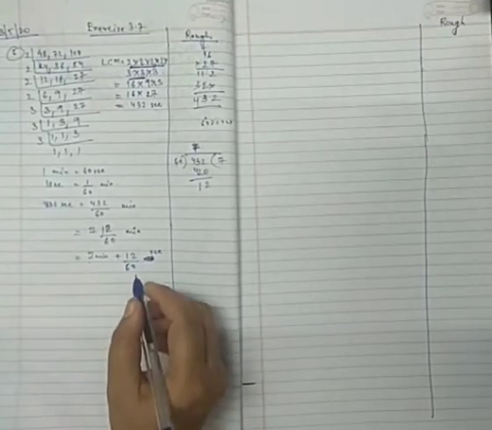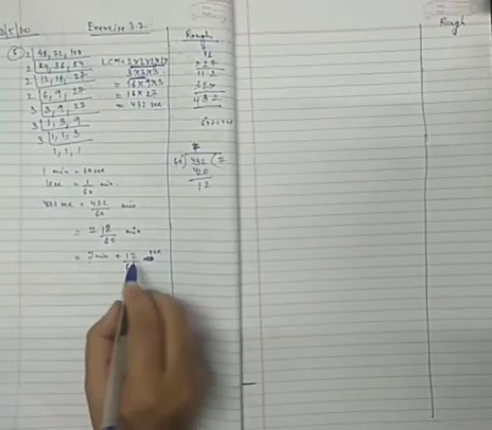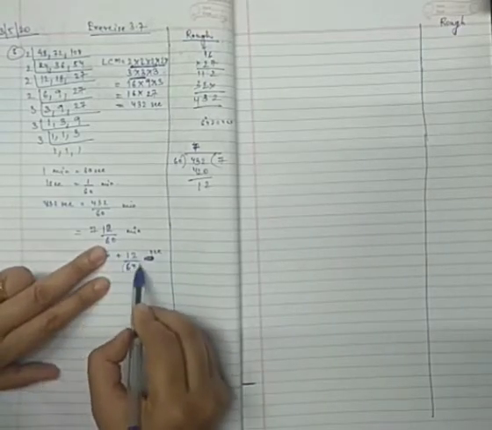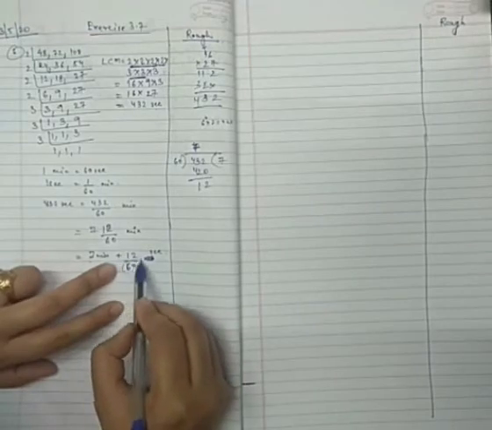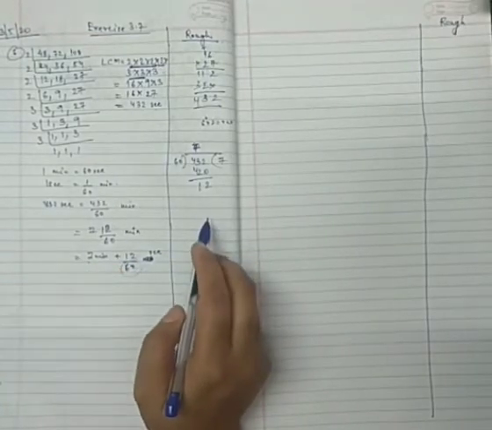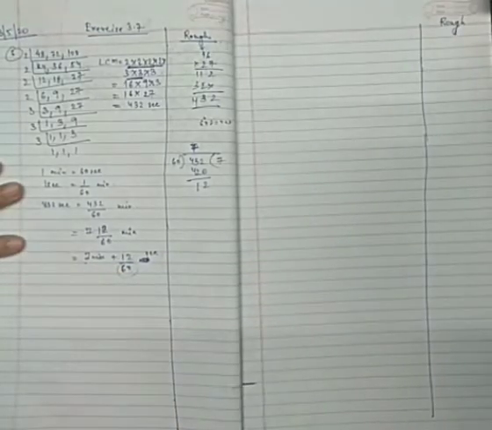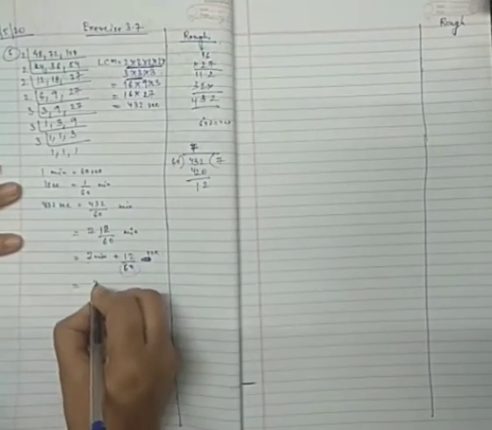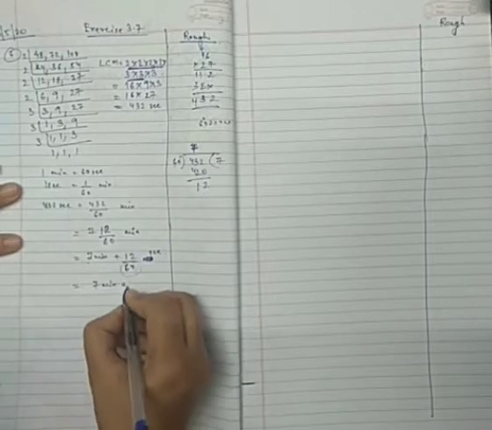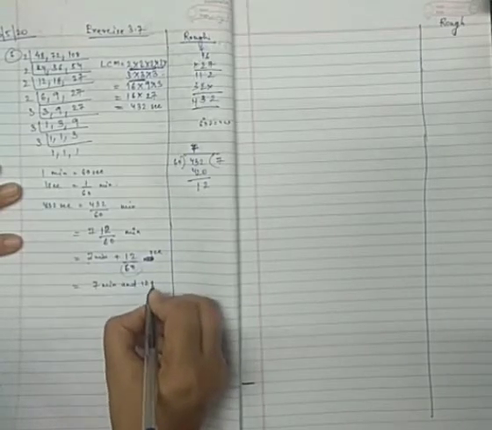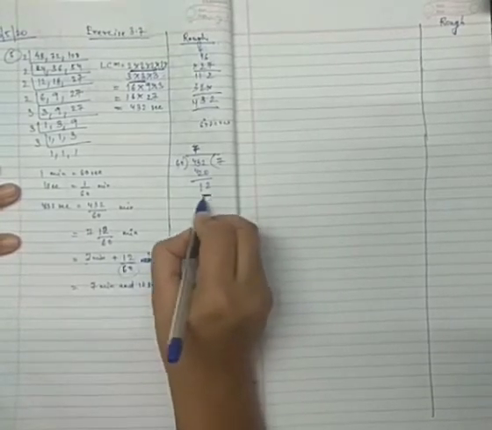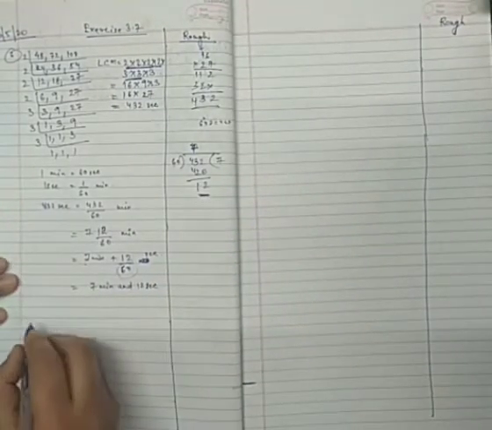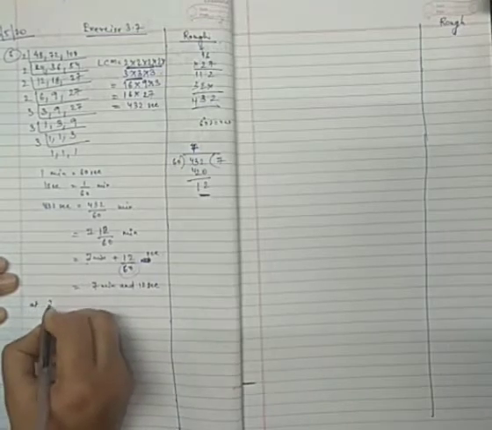So if 1 minute is 60 seconds, here the quantity 12 by 60 of a minute is nothing but 12 seconds, right? So 7 minutes and 12 seconds, because you've got 12 as the remainder here, right? So at 7 a.m.